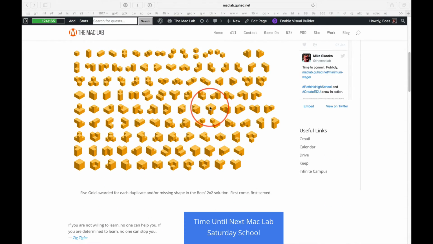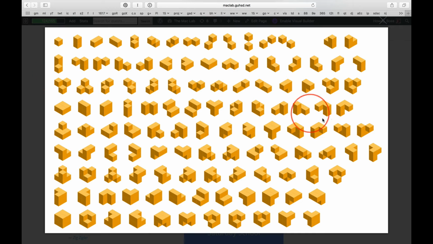In that vein, here's the boss's solution. I have absolutely no idea if there is a duplicate. I've tried to make sure there's not, but you know how this is. When you look at this long enough, you start to become blind to what's going on. So there are 121 shapes here. I'm relatively certain that there are solutions I missed.